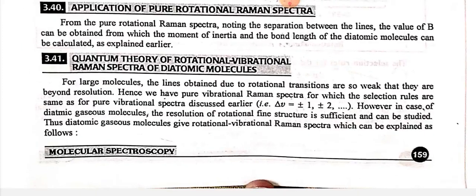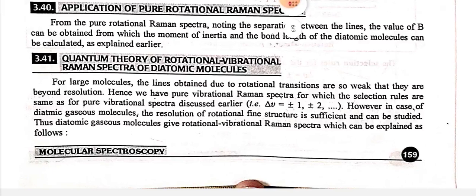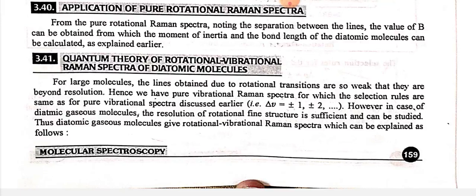Section 3.41. Quantum theory of rotational-vibrational Raman spectra of a diatomic molecule. For larger molecules, the lines due to rotational transitions are so weak that they are beyond resolution. Hence, we get a pure vibrational Raman spectrum. The selection rules are the same as for the pure vibrational spectra discussed earlier, that is, delta nu is equal to plus or minus 1, plus or minus 2, plus or minus 3, and so on.